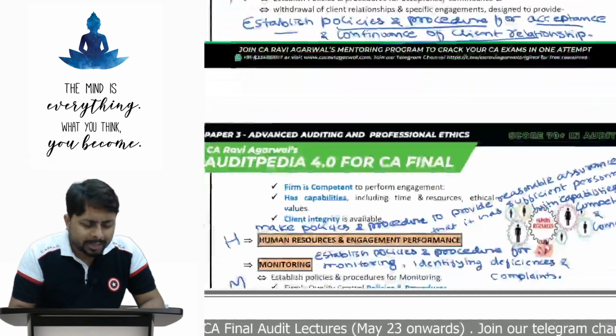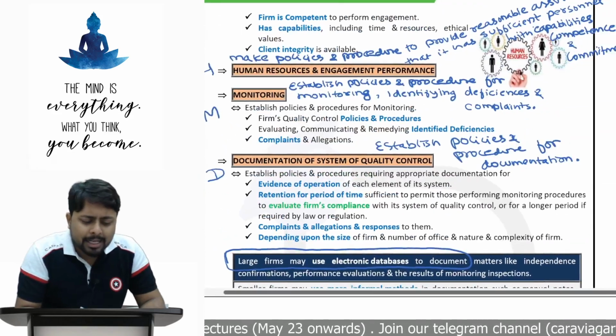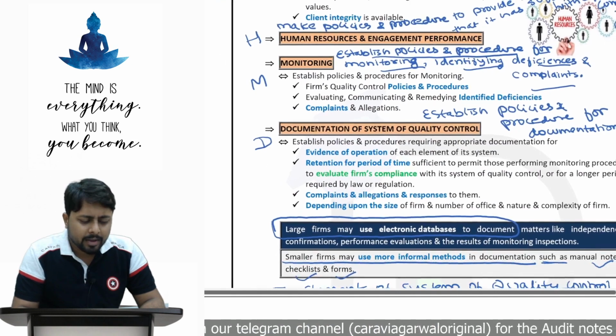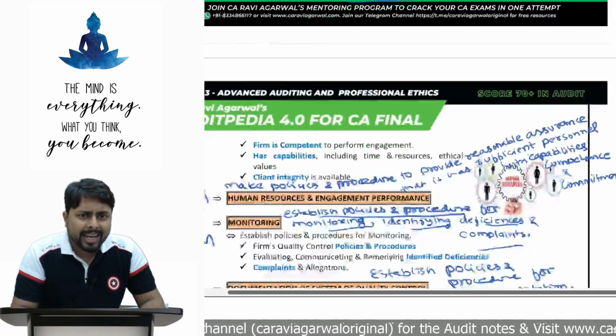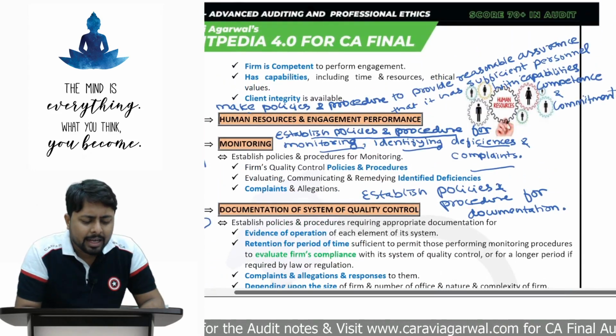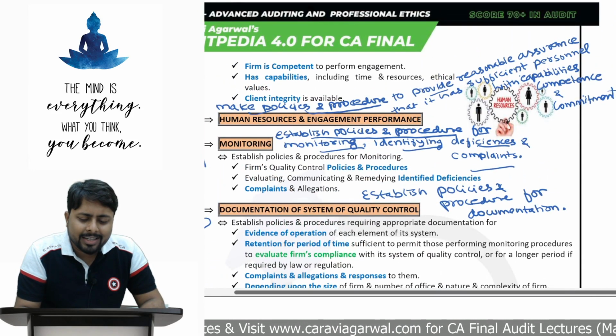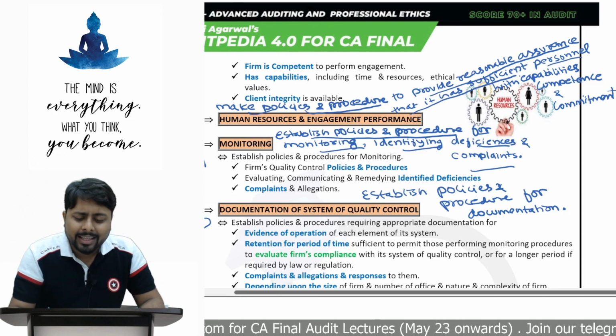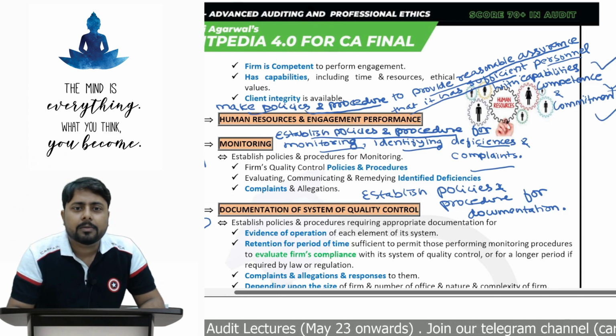M is monitoring. What you do here, you establish policy and procedure for monitoring, identifying deficiency and complaint. Okay, AIM and H. H is your human resource. What you do here, you establish policy and procedure to provide reasonable assurance that it has sufficient personnel with capability, competence, commitment.